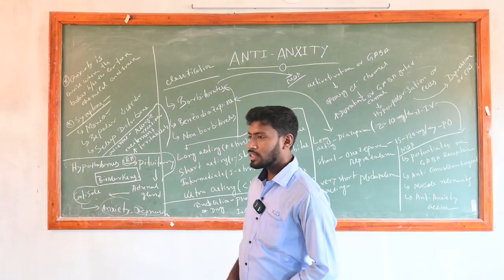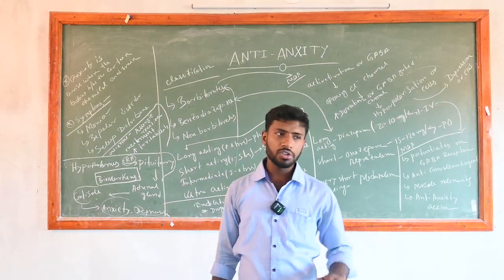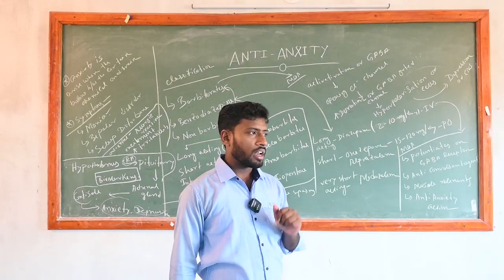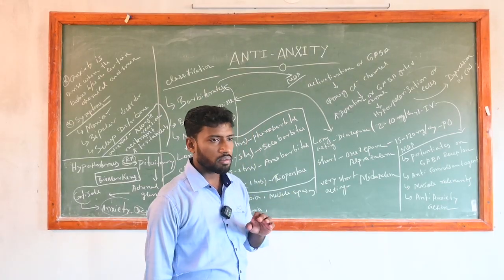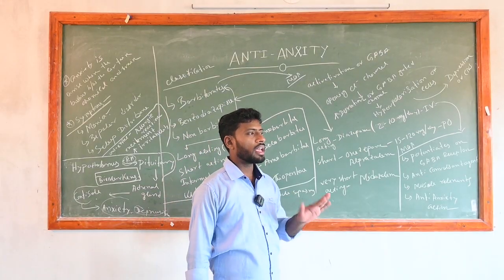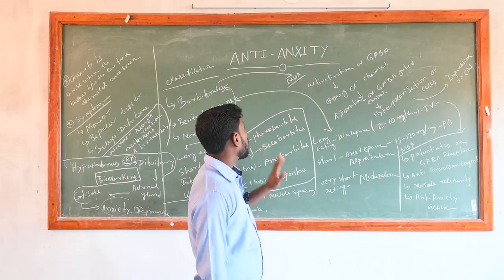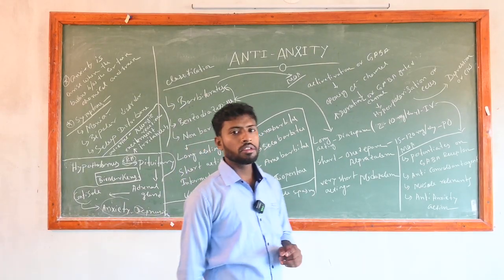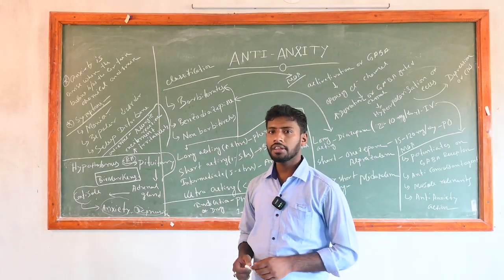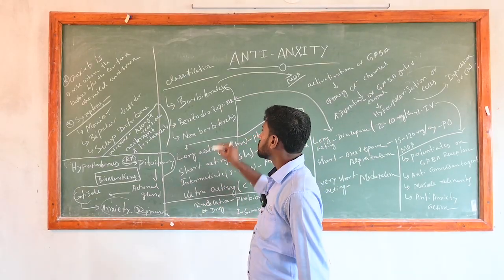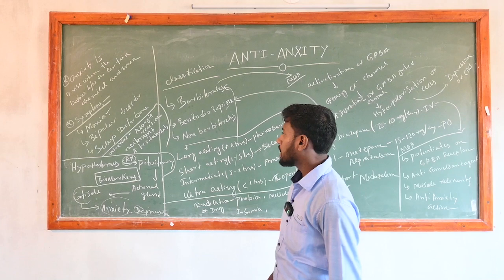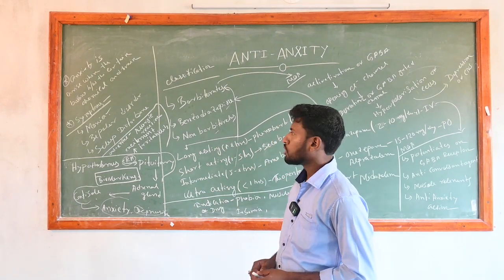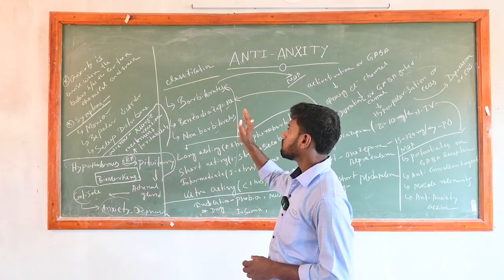Now, the classification of anti-anxiety drugs. The drugs that decrease anxiety are called anti-anxiety drugs. The classification means which medicines are used in anxiety problems. The first class is the barbiturates, the second class is the benzodiazepines, and the third class is the non-barbiturates.